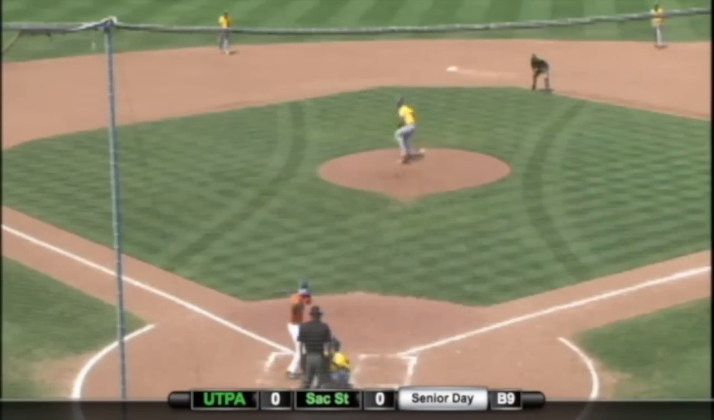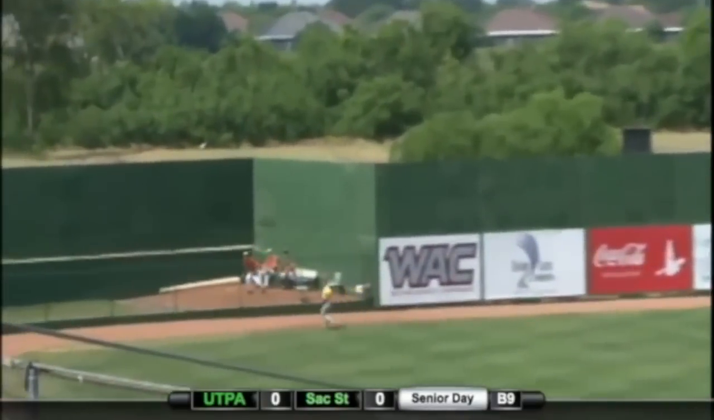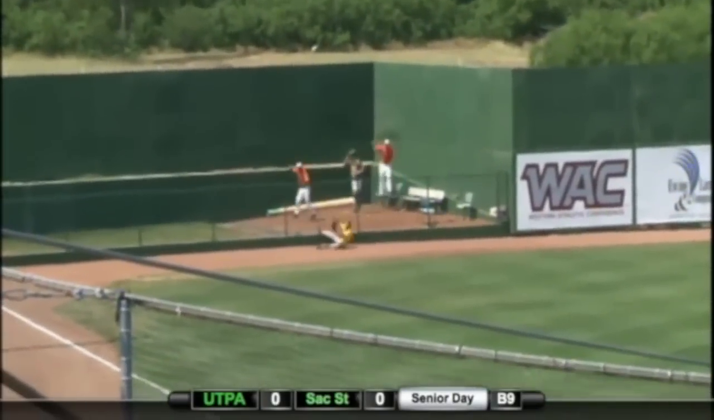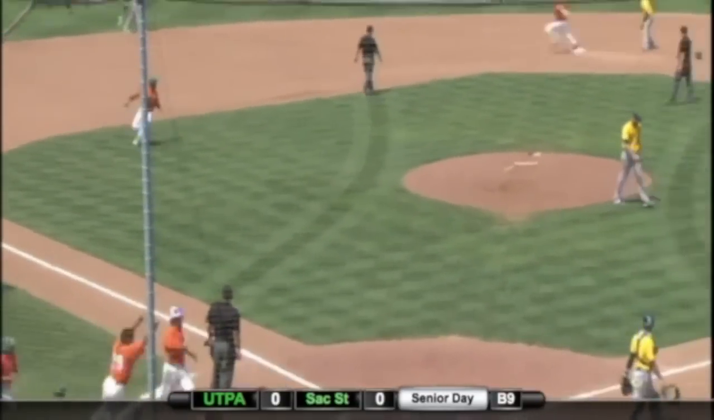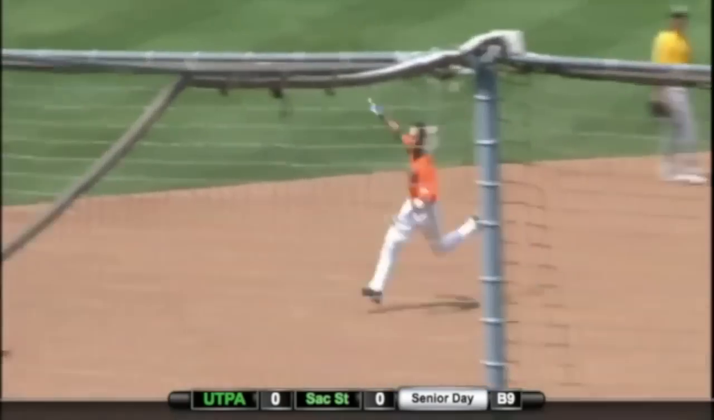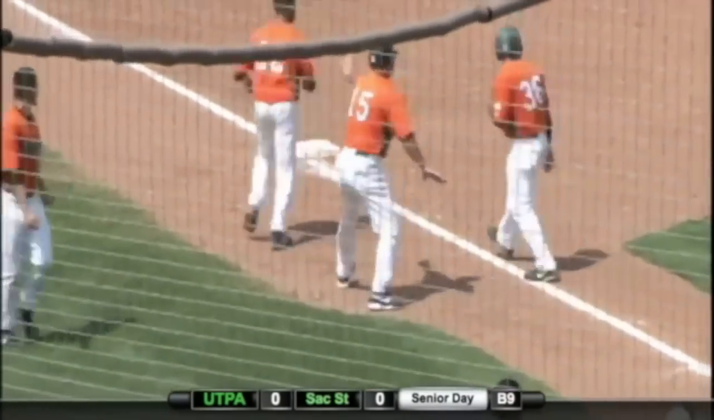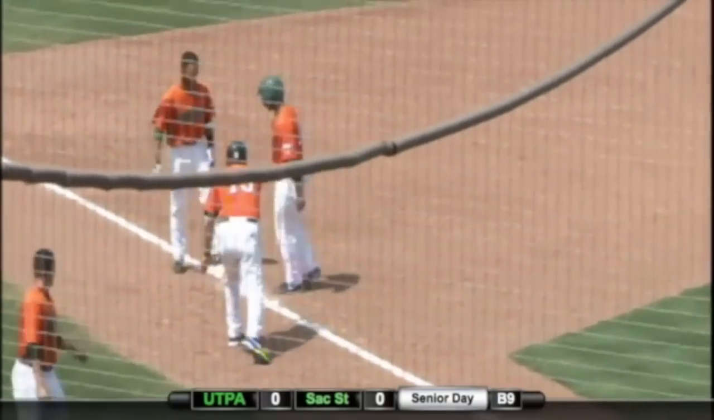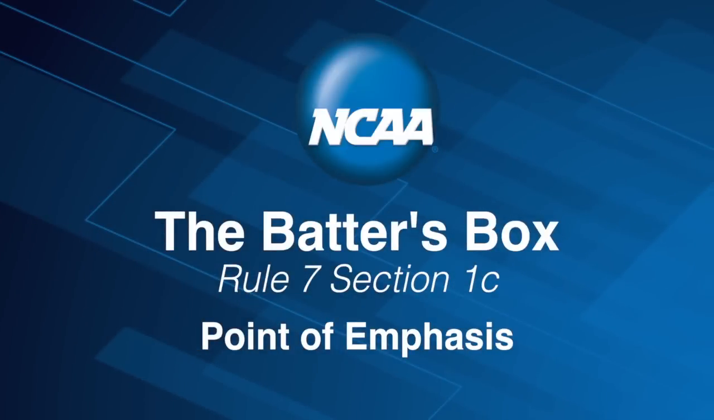As an example, if a batter hits a game-winning home run and a preceding runner abandons the bases to head for the dugout, the runner may be called out for abandoning his base. The home run would still count unless there were 2 outs on the play. Obviously, there will still be umpire judgment and ruling on heading for the dugout or defensive position to make the proper call. The batter's box, Rule 7.1c.